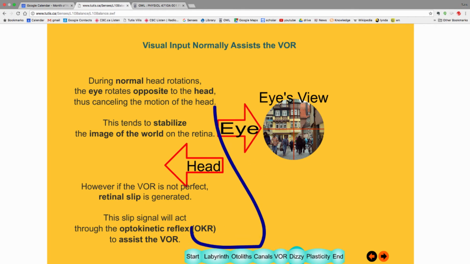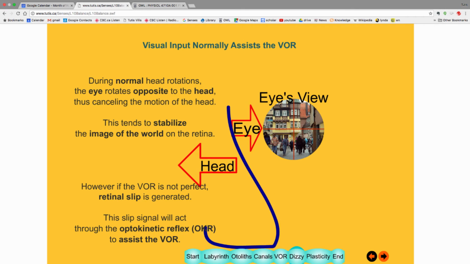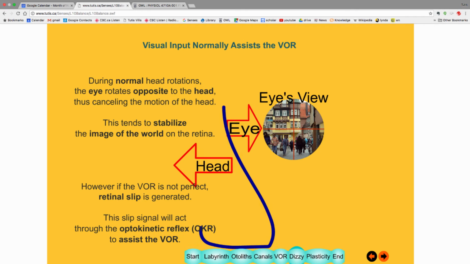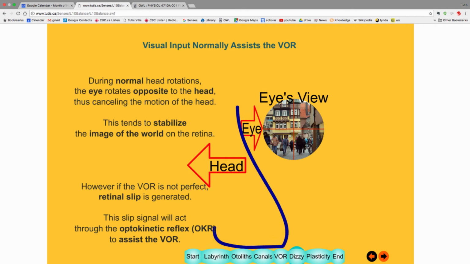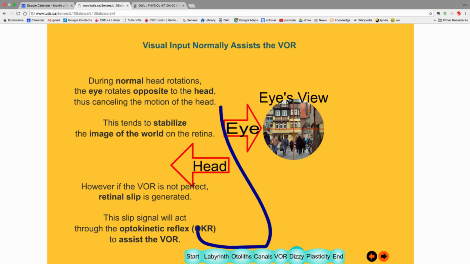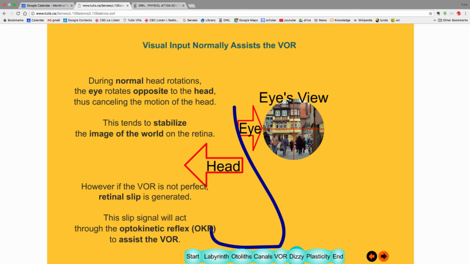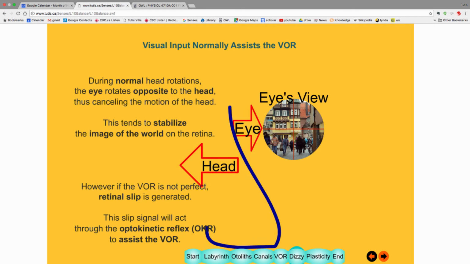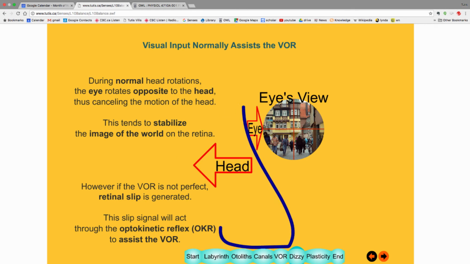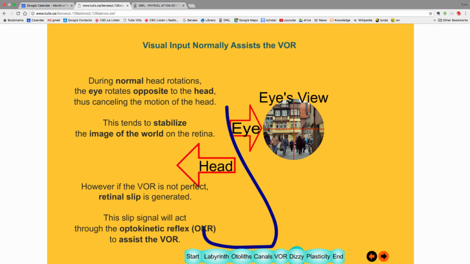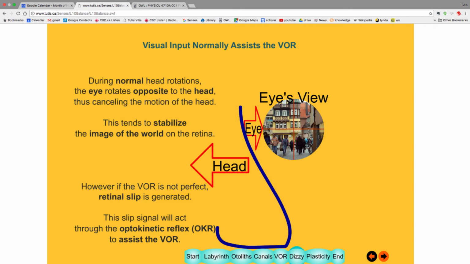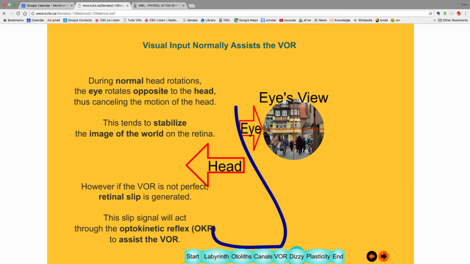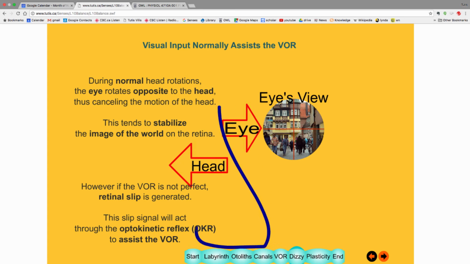Now, so if everything's working and your head rotates, your eye gets turned in the opposite direction, and if you look out at the eye, you see a nice stable view of the world. That is, no retinal slip. Now, if it does move, you generate something called the optokinetic reflex, and that's used to assist the VOR. Now look at that for a moment.